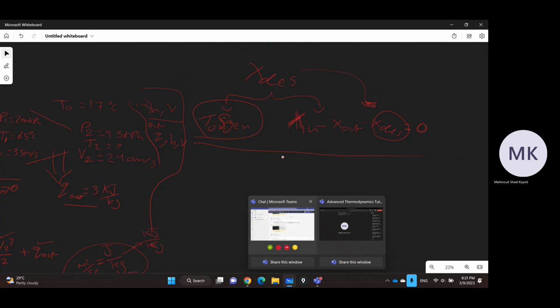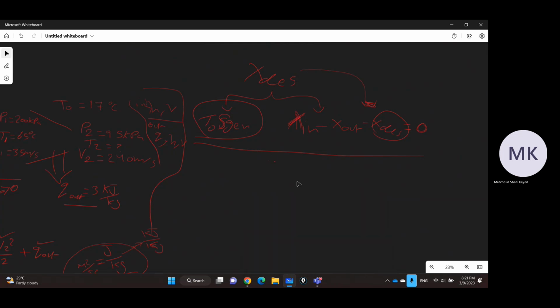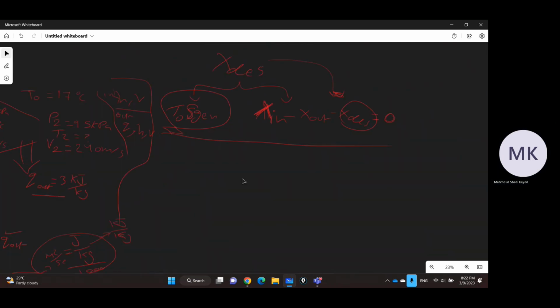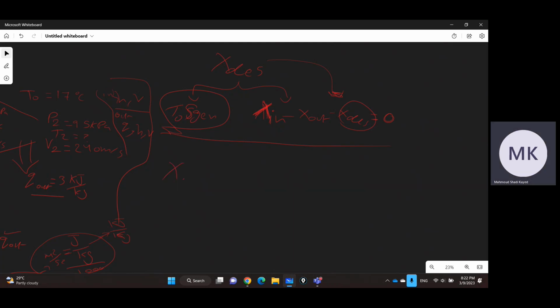Now let's see first this method, because it's easier and the textbook did it first. Then we will solve it with the other method also, and we will see how to get the same answer. Now the exergy destroyed is equal to T naught multiplied by the S generation. This term can be found from the entropy balance.